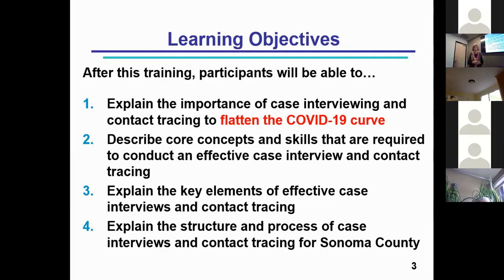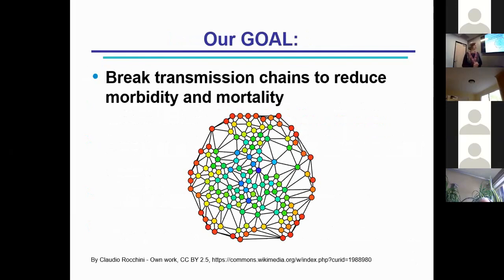What are the core concepts and skills that you need to conduct effective interviews? What are the key elements of doing so? And we'll have a demonstration of that. And then explaining the structure and process of how this is going to work, or how we think it's going to work, in Sonoma County. And just know that as things change and evolve, we're going to have to be very flexible. So this is the snapshot for today, and things may change in terms of how we organize this later on.